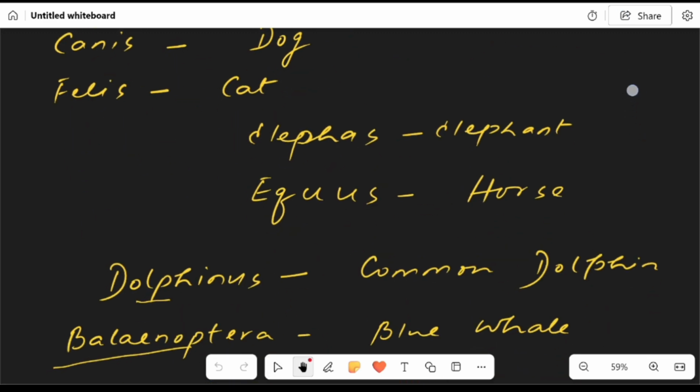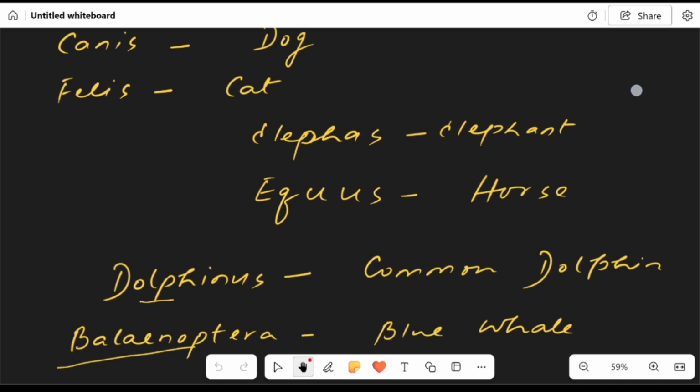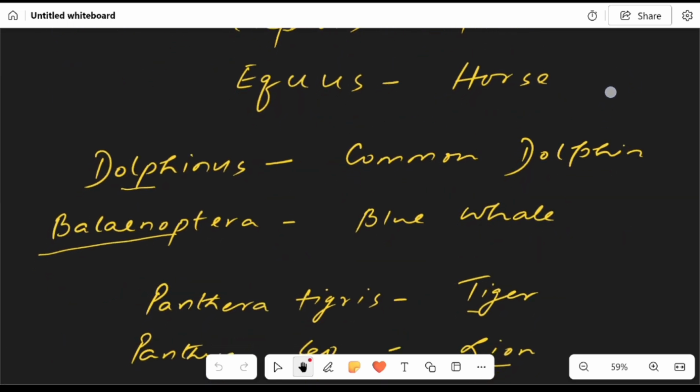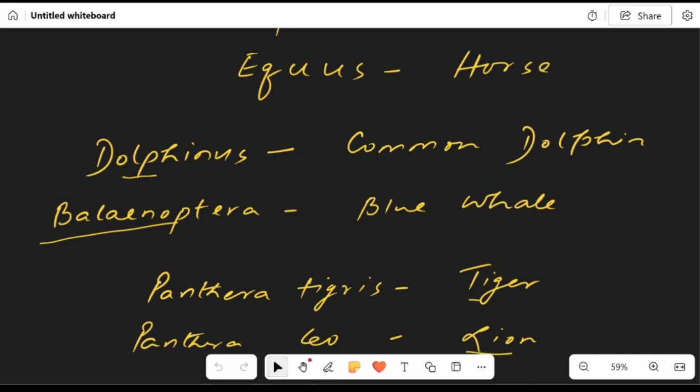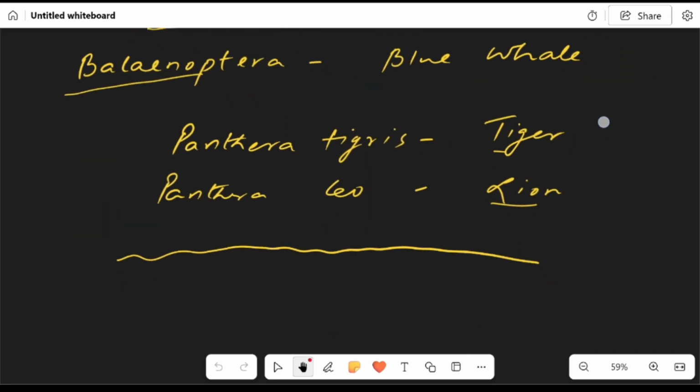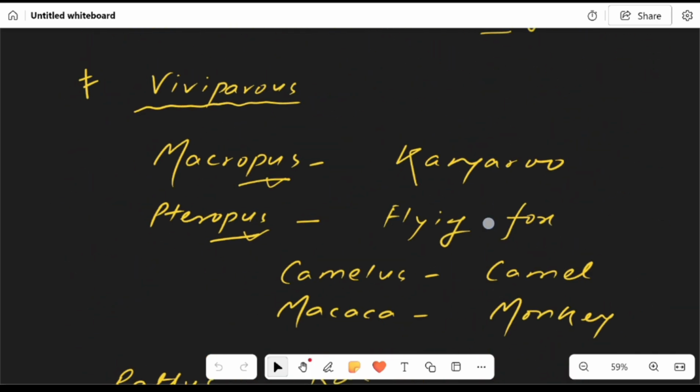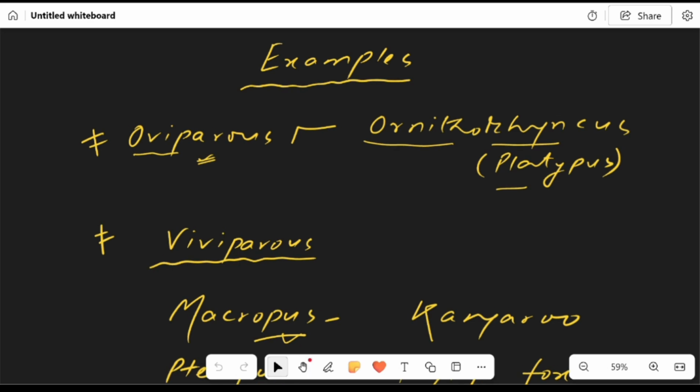Then we have Elephas, elephant; Equus, horse; Delphinus, common dolphin; Balaenoptera, blue whale; Panthera tigris, tiger; and Panthera leo, lion. So we have examples of mammals.